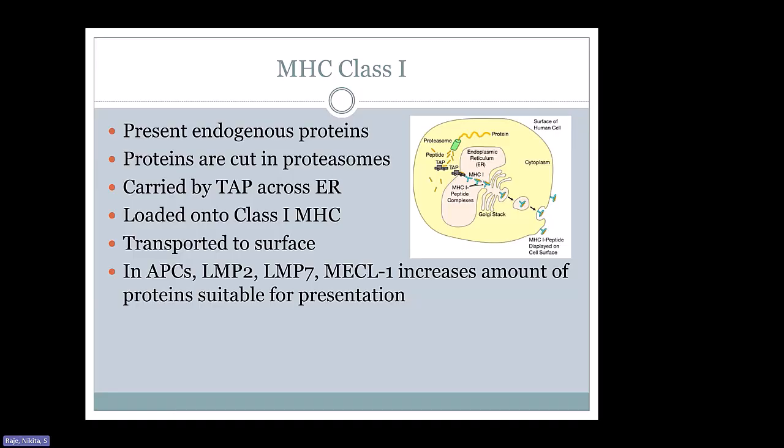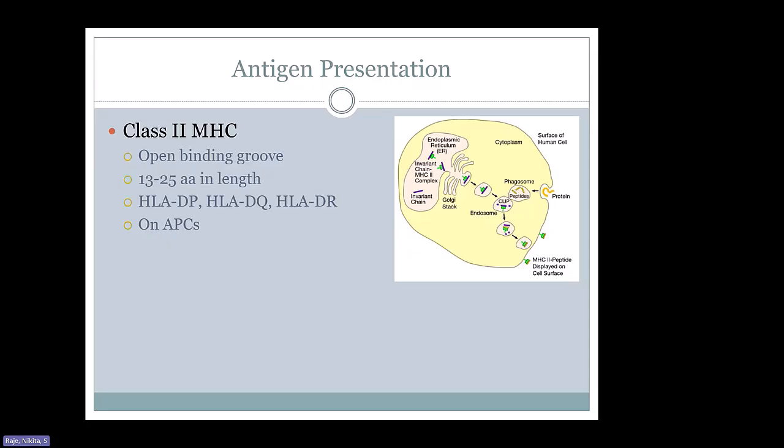Remember, proteasome, TAP, endoplasmic reticulum, where the MHC class 1 gets loaded, then goes through the Golgi apparatus and to the surface of the cell. Class 2 MHC is a little different. It has an open binding groove. It can take up to 13 to 25 amino acid long peptides, and it is present only on antigen presenting cells. So only the professional antigen presenting cells have class 2 MHC on them. These are HLA-DP, DQ, DR, right?